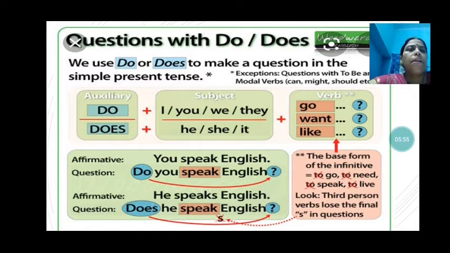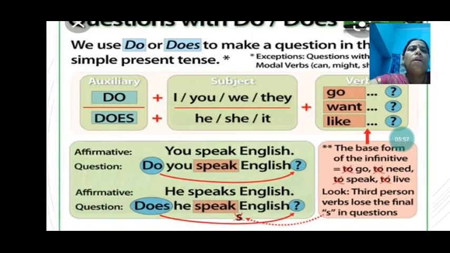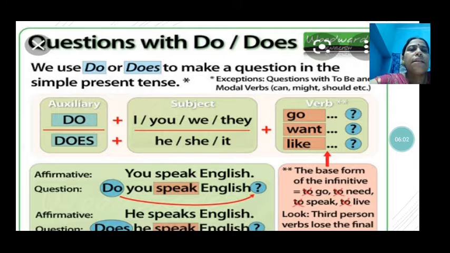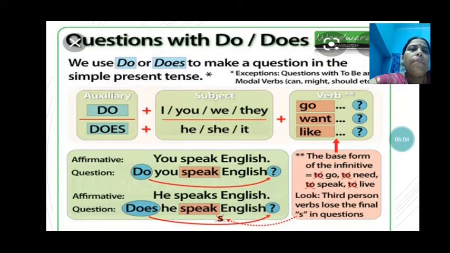First we will learn how to do this. We use do or does to make a question in the simple sentence. Like do plus I, you, we, they. We use do, okay, as an auxiliary verb.